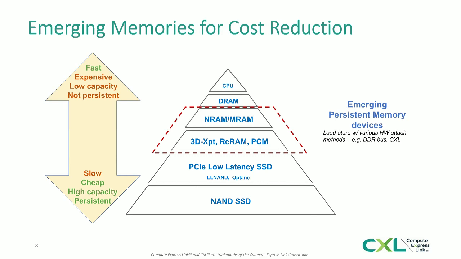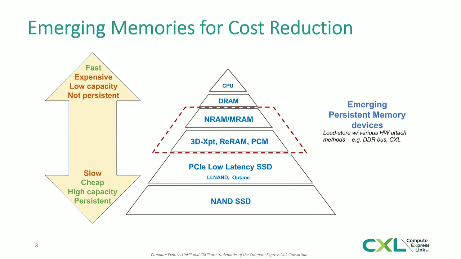So this pyramid might be familiar to most of you. It shows faster and more expensive memory types towards the top, and cheaper but higher capacity and more persistent type of memories at the bottom of the pyramid. But the section that we're more interested in is the newly emerging memory types, which are slower than DRAM, but much more cost effective. And they are fast enough to be used in a load store model.